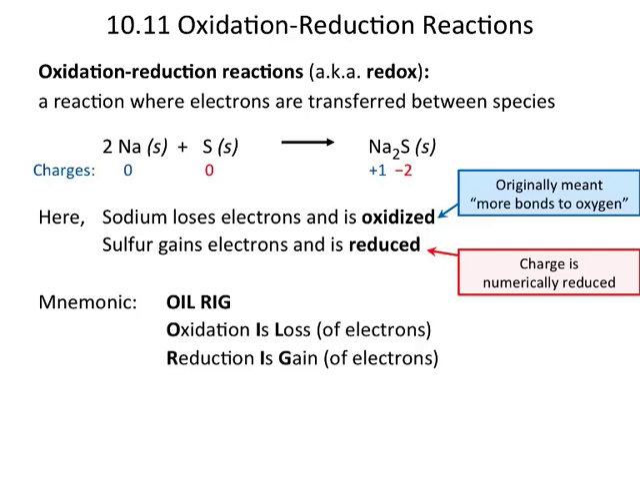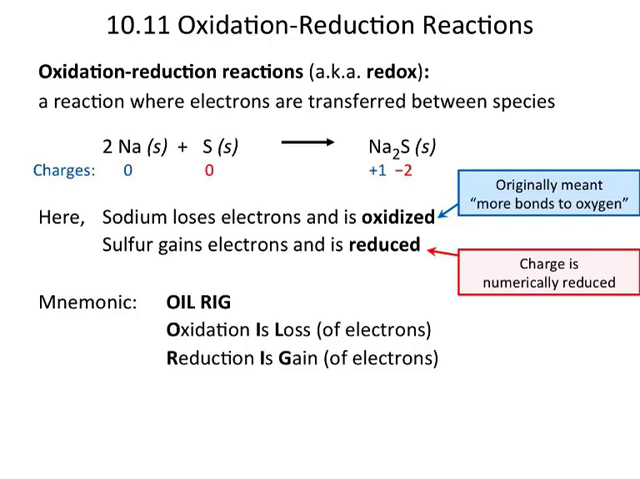So, alright, sodium loses electrons, and that process is called oxidized. This phrase originally meant it makes more bonds to oxygen, so that made sense. But we've broadened the term as collectively we have learned more about chemistry, and so now oxidized means it loses electrons. On the flip side, sulfur gains electrons, and that's reduced, because the charge of the sulfur is numerically reduced, so that makes sense. In my head, I keep these straight because I can remember that reduced means that the charge goes down, and then oxidation is the other one, the charge goes up.